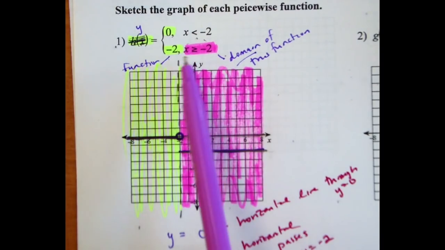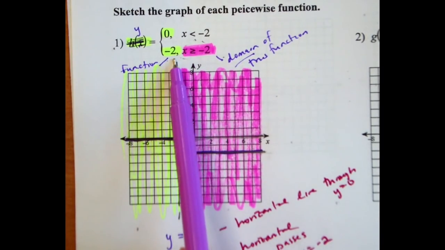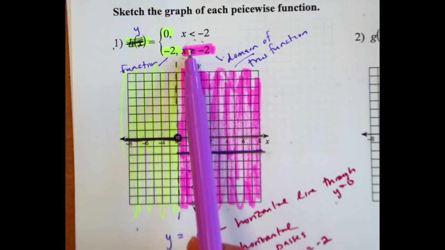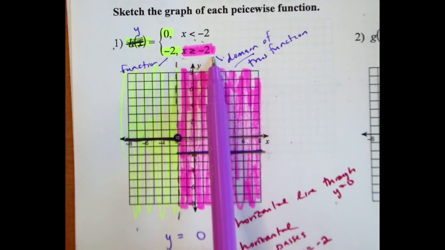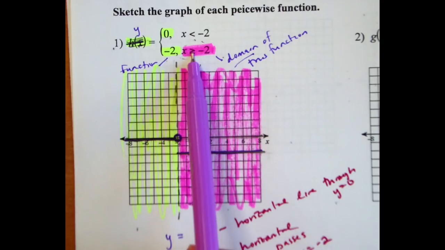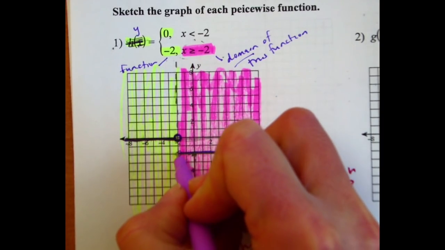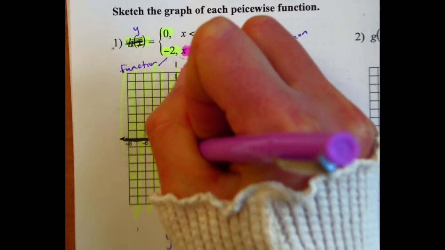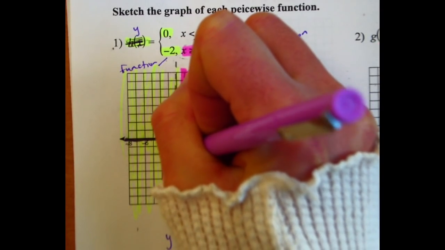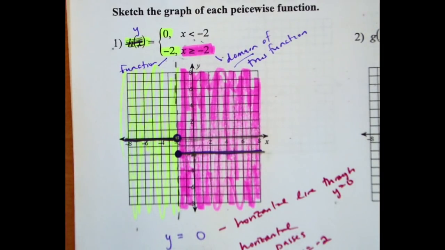Then my next piece, y equals -2, is for x values greater than or equal to -2. So this function actually does exist at the point -2, just like on the number line. So it's going to be a closed circle. And that is my final function.